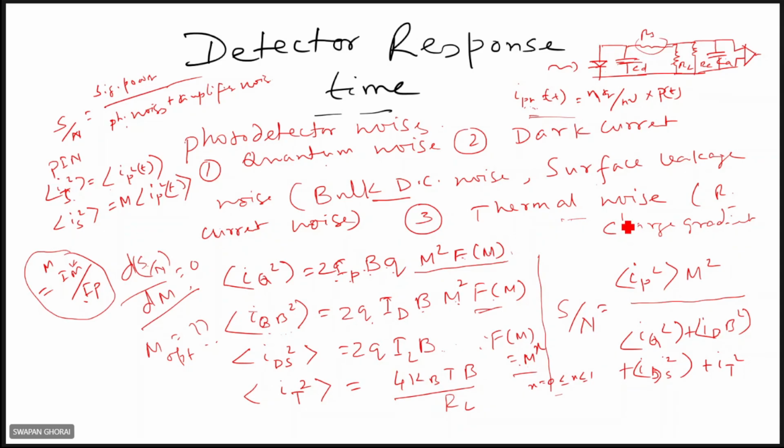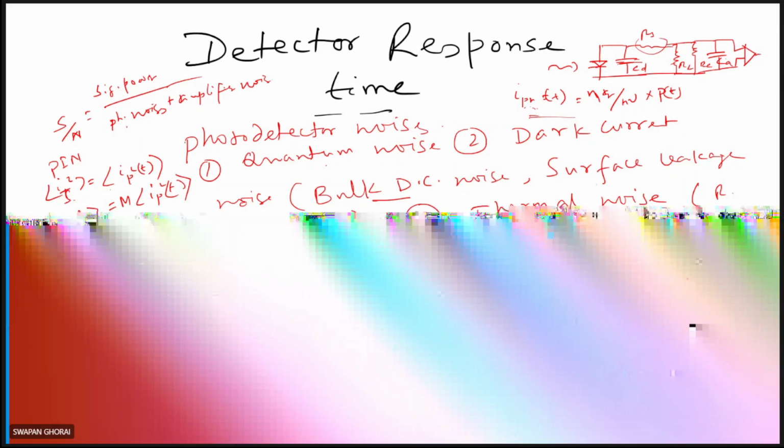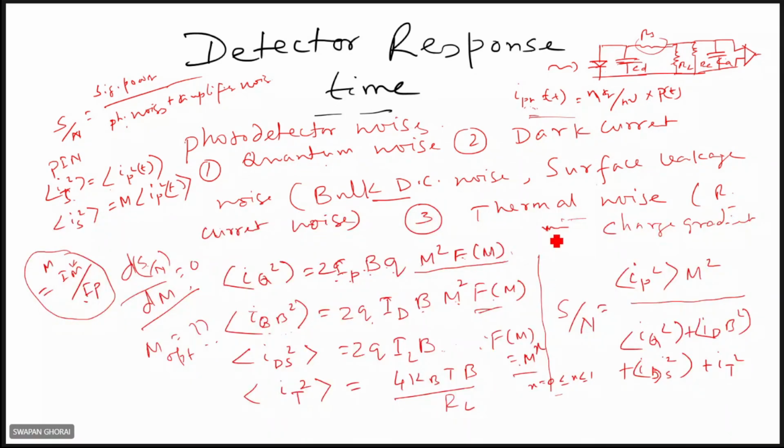Generally, any circuit element is considered neutral over a certain length. But if you consider a small segment of some resistance, within that small segment, because of the thermal motion of the carriers, a charge gradient will result. Because of this charge gradient, positive and negative charges, some potential difference will be there, and because of this, some noise current will be generated. So that is the thermal noise current.